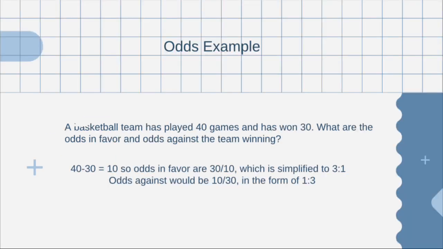So an example of odds being used is if you had a basketball team that has 40 games and they've won 30 of these games. A would be the probability of the team winning again the next game. So you would find the odds by doing 40, which is the total amount of games, minus the games that have already been won, which is in favor, and this would equal 10. So then the odds in favor is 30 over 10. You want to simplify, so then it's going to be 3 to 1. And in turn, the odds against would then be 1 to 3.